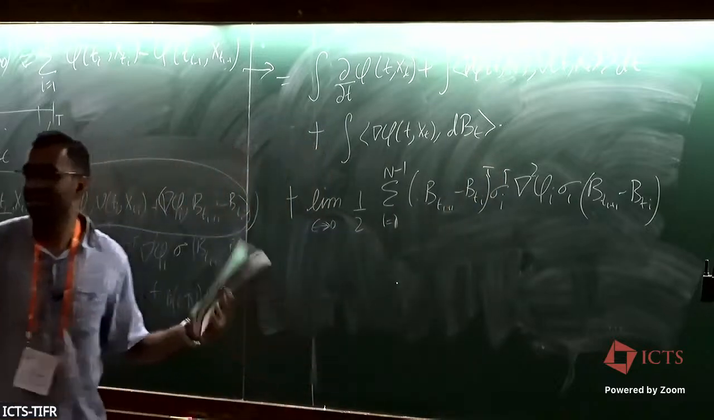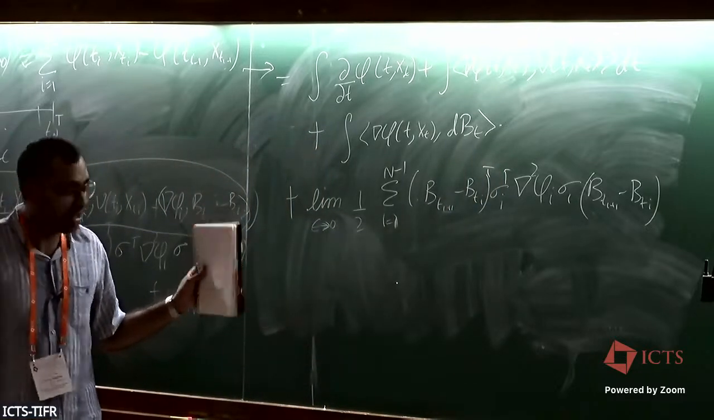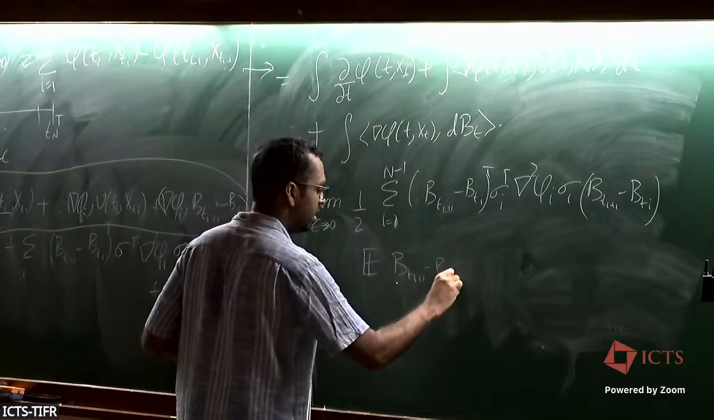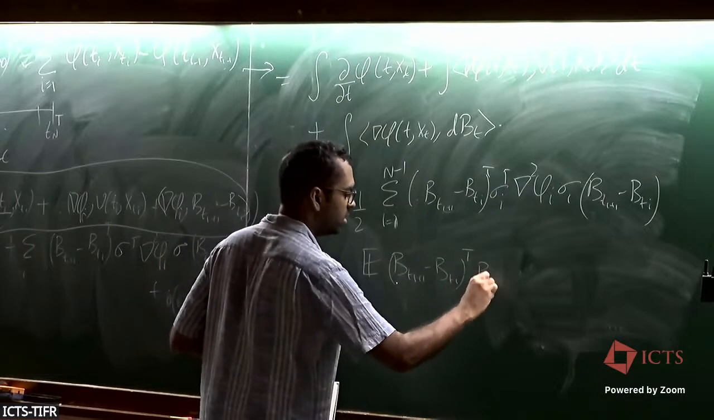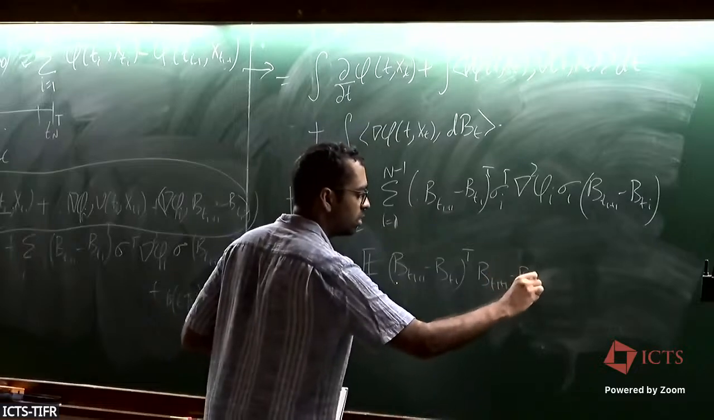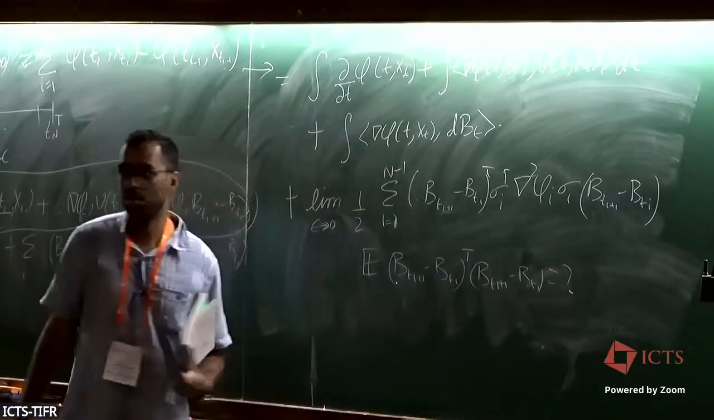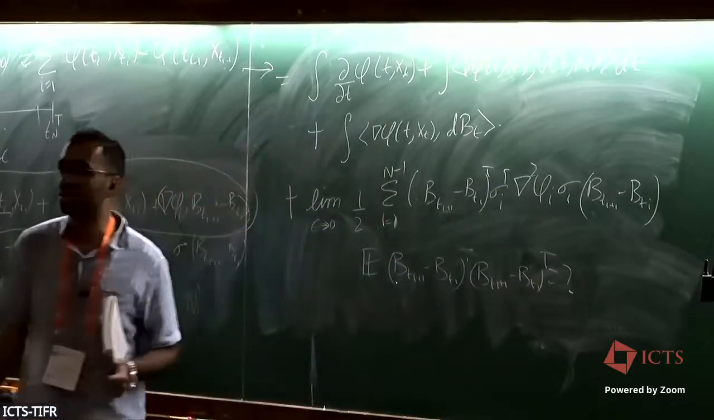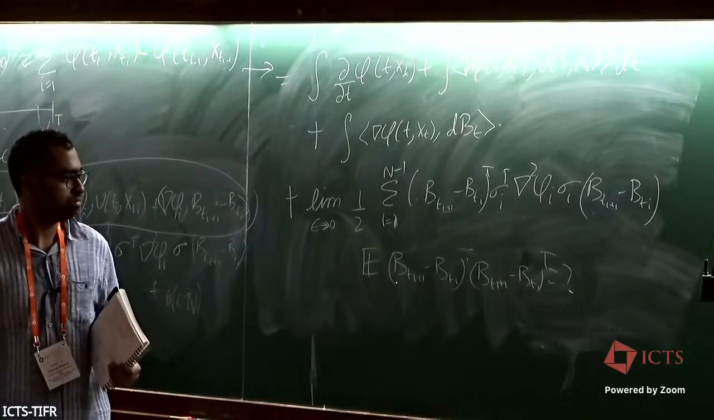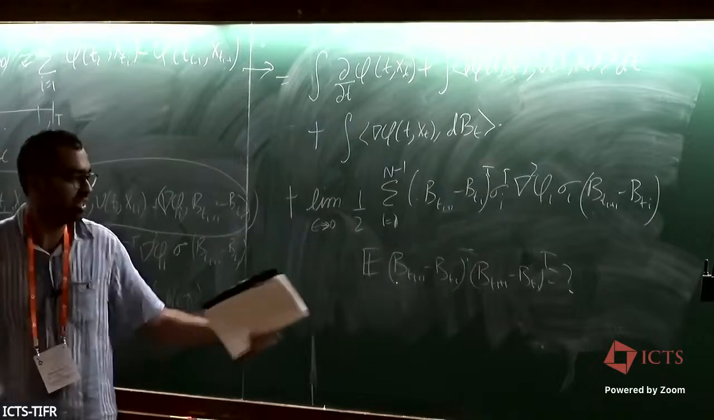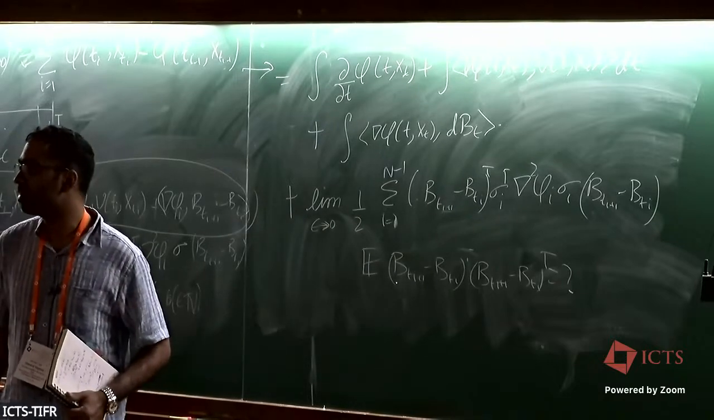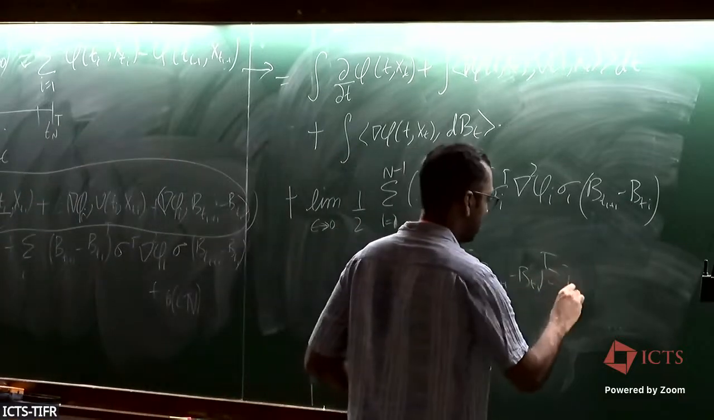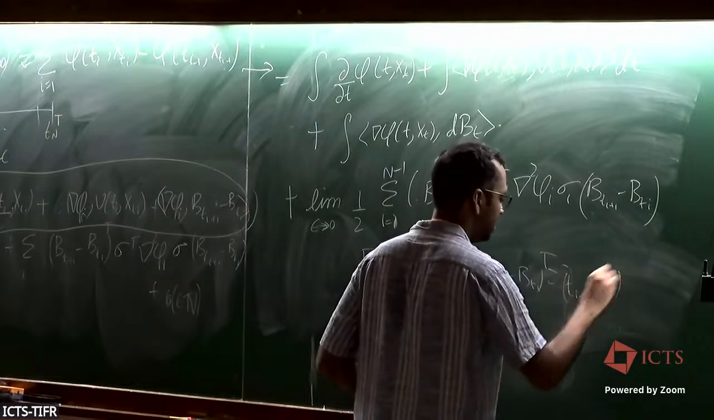Now, actually, there's an interesting point. Okay, what is the expectation of (B_{t_{i+1}} minus B_{t_i}) transpose (B_{t_{i+1}} minus B_{t_i})? Sorry, this quantity. Look at the definition of the Brownian motion. What is the expectation of this quantity? Yeah, correct. (t_{i+1} minus t_i) times identity.